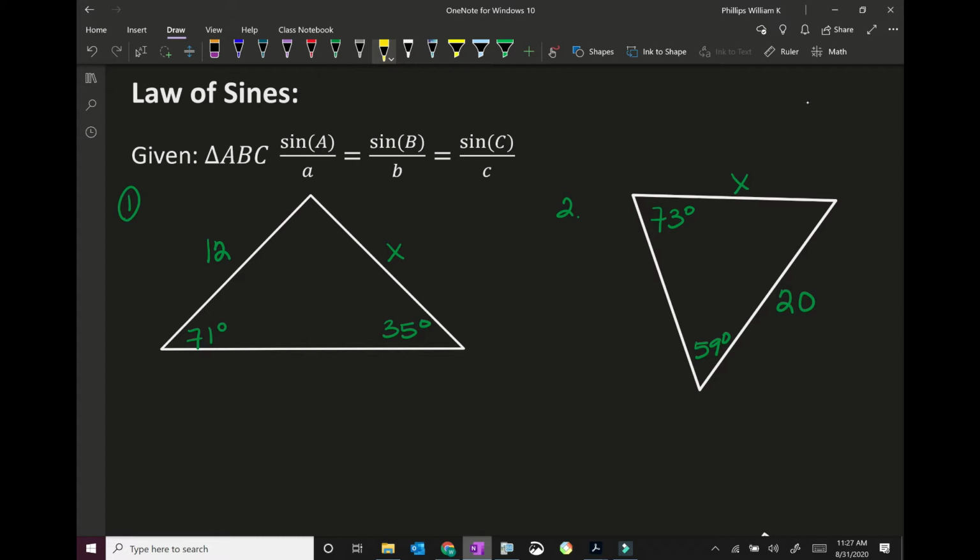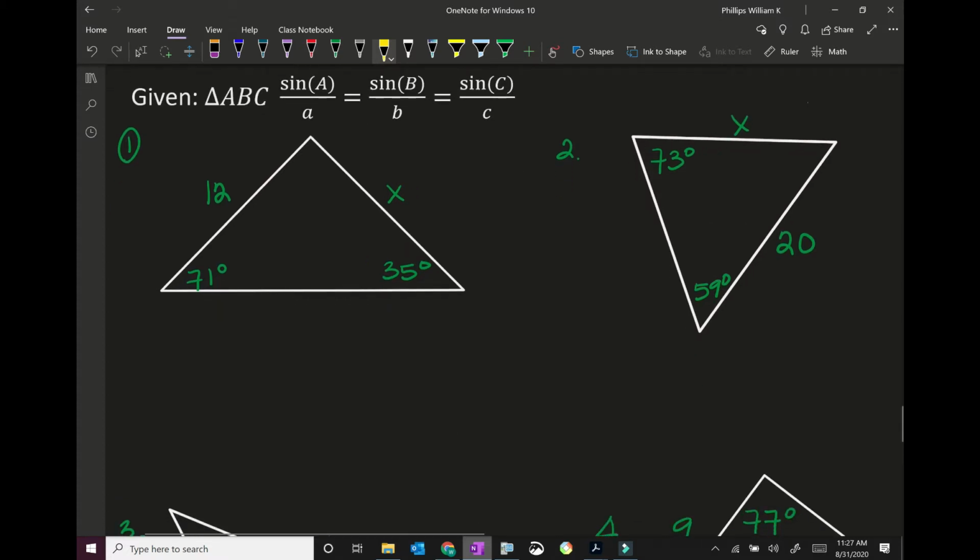The law of sines will work when you do not have a right triangle. So we've been using trig to solve for missing sides and missing angles in right triangles. But if the triangle is not right and there's no right angle, then we can use law of sines.